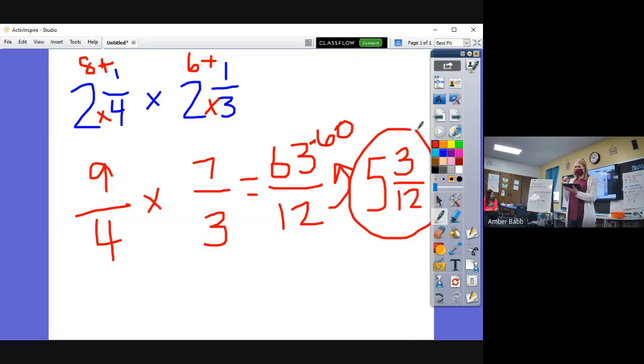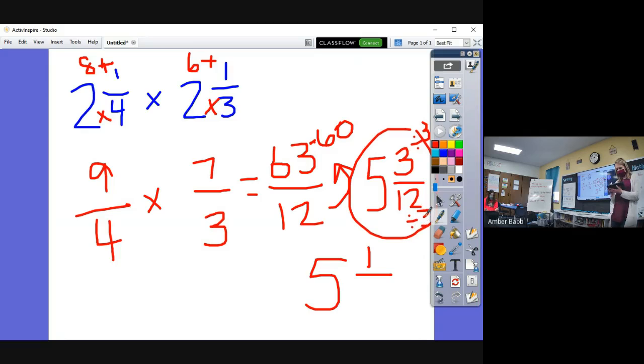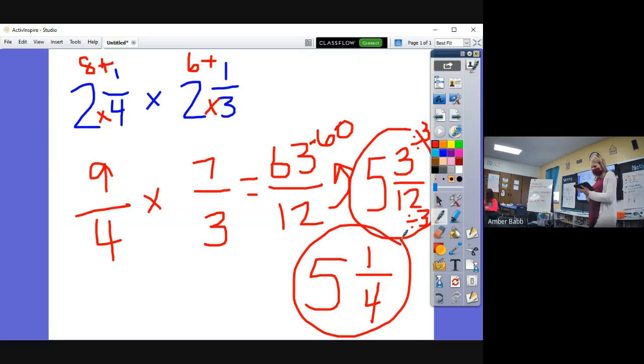Okay. Sam, how do I reduce the 3/12? What am I going to do? Reduce it. 3/12, what would I do? You would divide the top and the bottom by what? By 3. So when I divide 3 by 3, I get 1, and then when I divide 12 by 3, I get 4. All right. Okay, there's our first one.